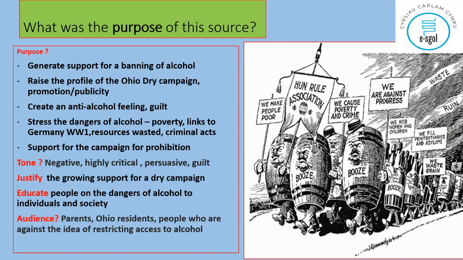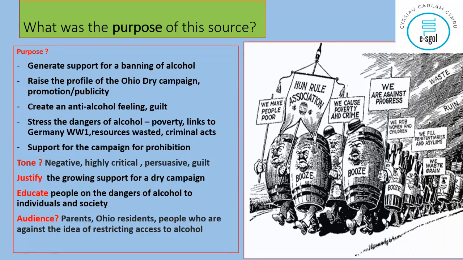Who is the audience they're aiming at? Maybe parents, because of guilt. Ohio residents, to try to get them angry regarding alcohol. People who are against the idea of restricting access to alcohol. Try to convert these people to favouring prohibition. Now, if we look at the source, then we can see some of the purpose or some of the motives here.